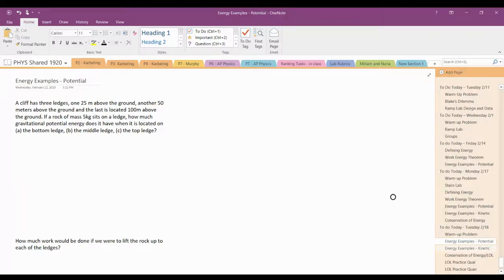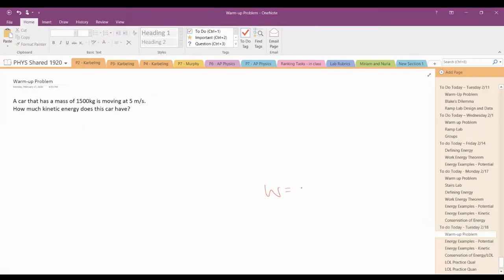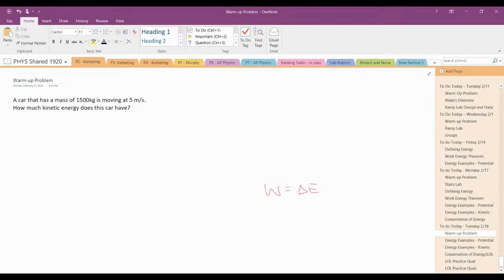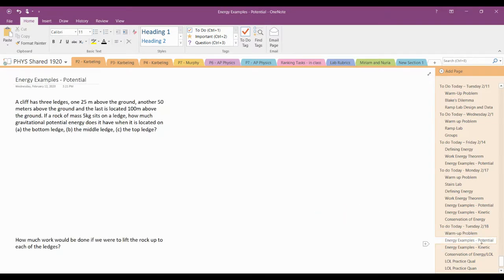The work energy theorem, which said that the work was equal to the change in energy. Okay, so let's go ahead and work with some examples now.